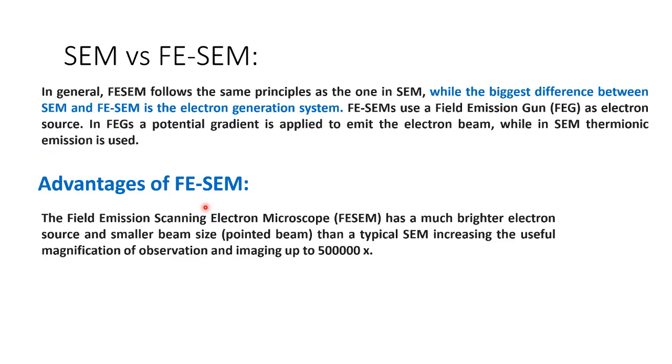So SEM versus FESEM. The biggest difference is the electron generation system. That is, the FEG, field emission gun, is present in the FESEM. In the FEG, a potential gradient is applied to emit the electron beam, while in SEM, thermionic emission is applied. So this is the sole difference. The advantages of FEG SEM are that it has a much brighter electron source and a very small beam size. The beam is very pointed, and that's why we get very good magnification and resolution also.